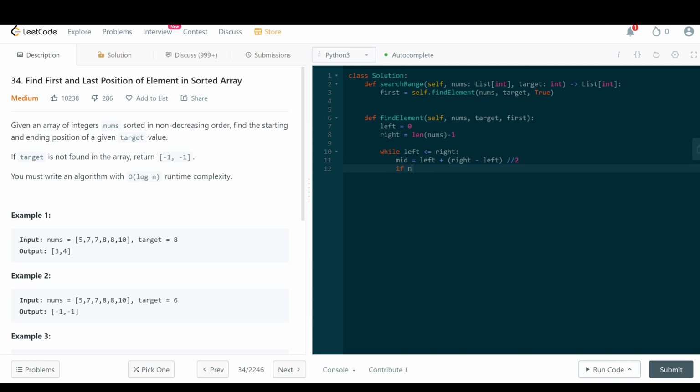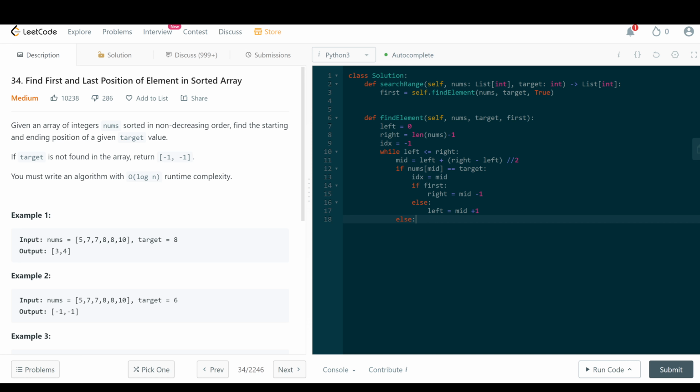Mid will be left plus right minus left divided by 2. We found the mid index, and if nums at mid equals the target, that means we found the value. Let's say idx equals -1 at first, and then idx will be mid. If first, if we are trying to find the first occurrence, then right will be mid minus 1. Else left equals mid plus 1.